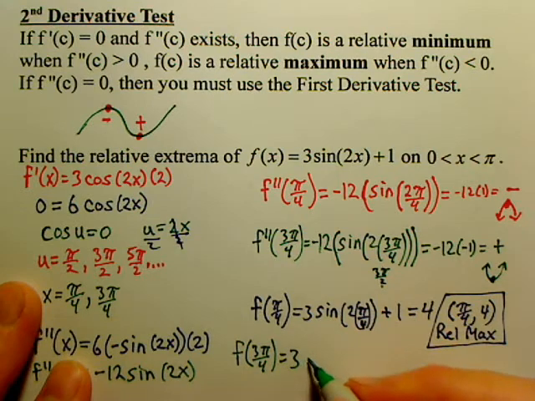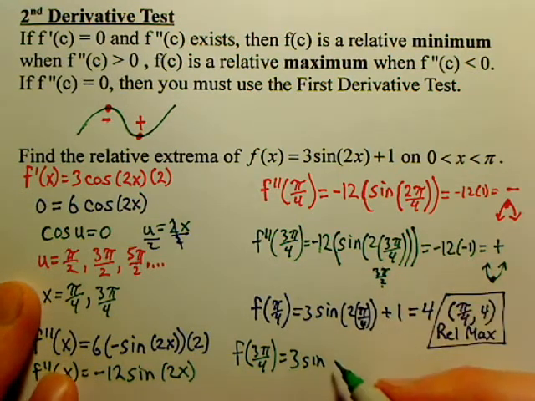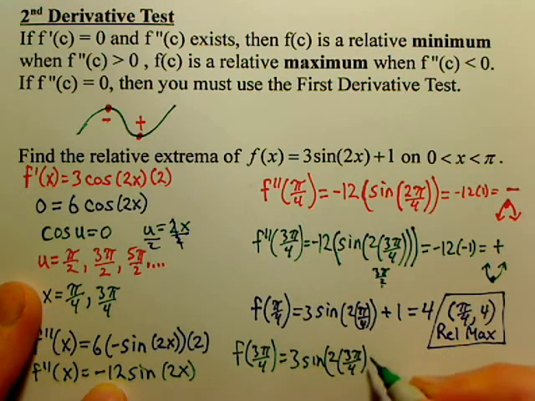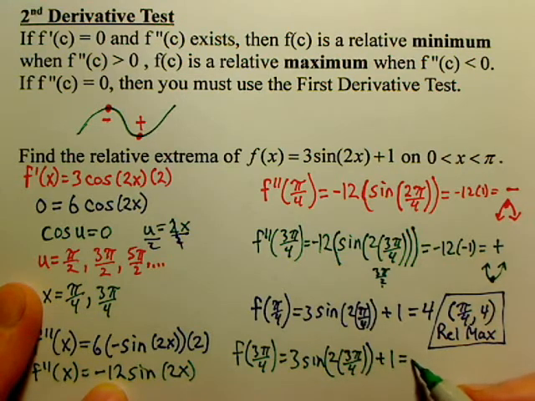So that's 3 times sine, okay, and that would be 2 times 3 pi over 4 plus 1, don't forget that plus 1, and this becomes 3 pi over 2, which is negative 1, so I have 3 times negative 1, which is negative 3, negative 3 plus 1 is negative 2. So what I have now is 3 pi over 4, comma, negative 2 is a what?